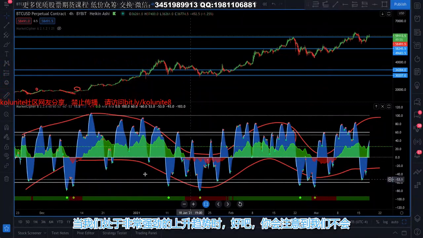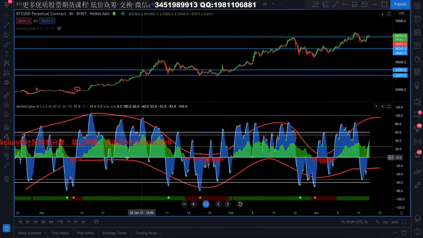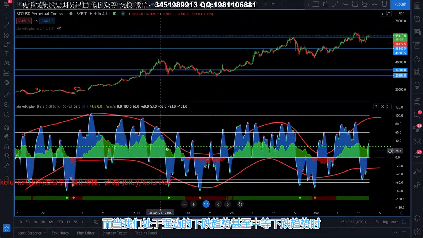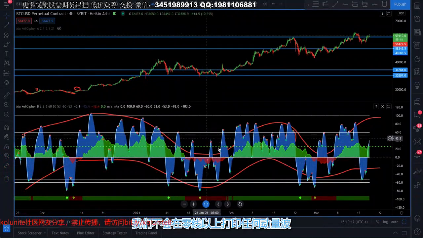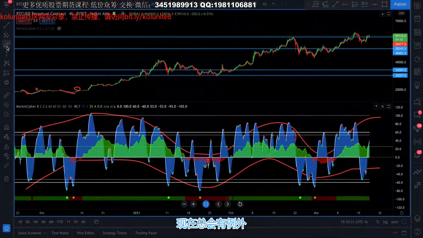When we are in a very strong uptrend, you are going to notice that we will not print any blue momentum waves below the zero line. And when we are in a strong downtrend, or even a medium downtrend, we will not print any momentum waves above the zero line. Now, there's always going to be exceptions to this, right?